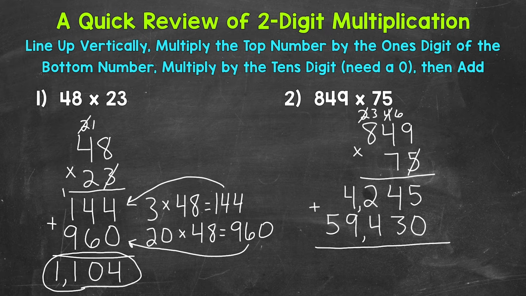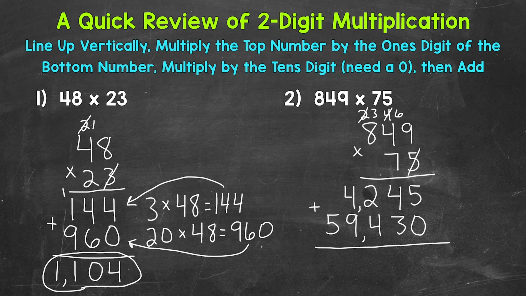So to recap, 5 times 849 is 4,245, and then 70 times 849 is 59,430. At this point, we are ready to add our partial products to get our final product, which is the answer to a multiplication problem.